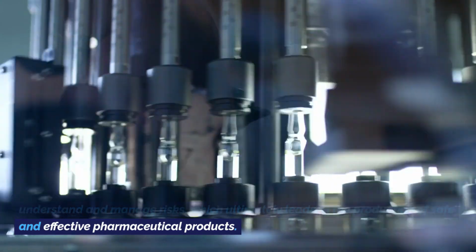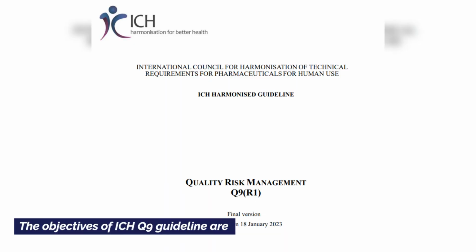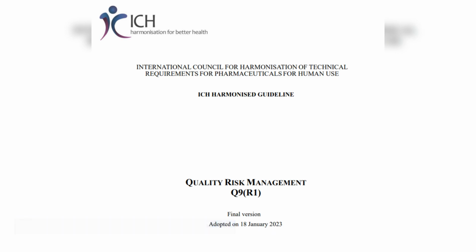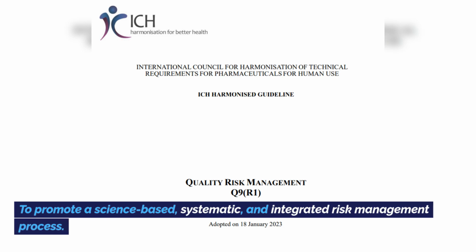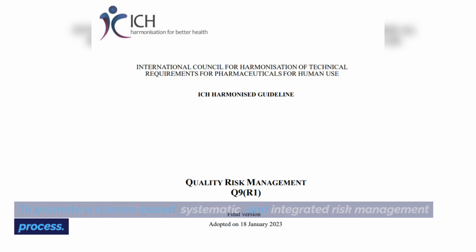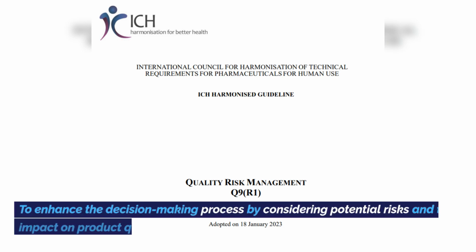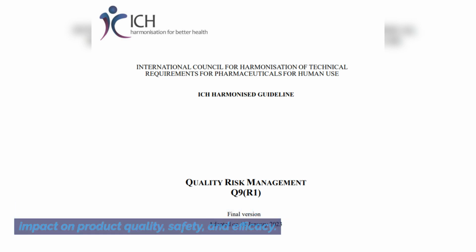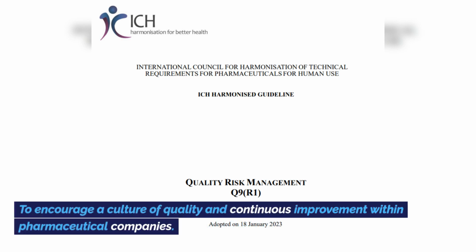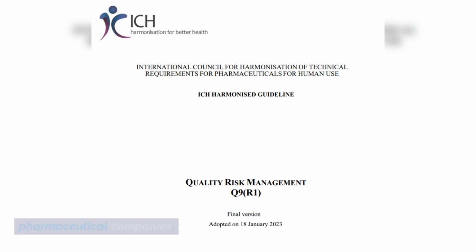and effective pharmaceutical products. The objectives of ICH Q9 guideline are to facilitate a proactive approach to risk identification, assessment, and control throughout the entire product life cycle, and to promote a science-based, systematic, and integrated risk management process. To enhance the decision-making process by considering potential risks and their impact on product quality, safety, and efficacy. To encourage a culture of quality and continuous improvement within pharmaceutical companies.